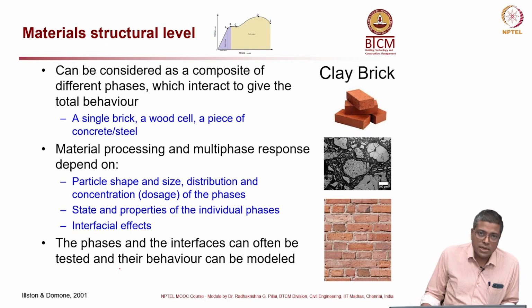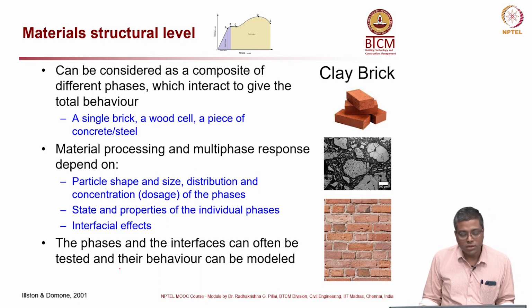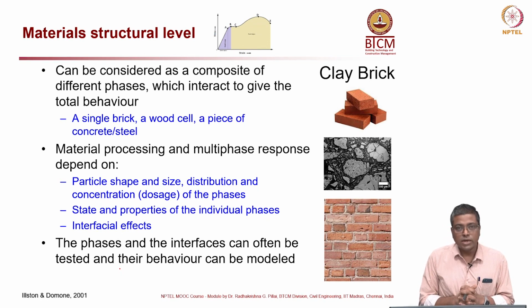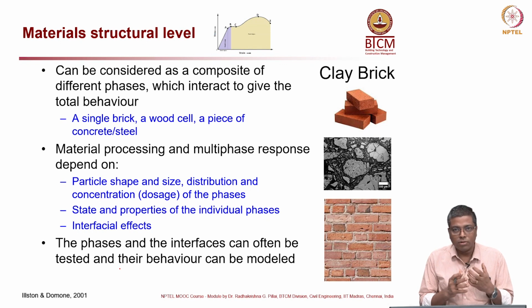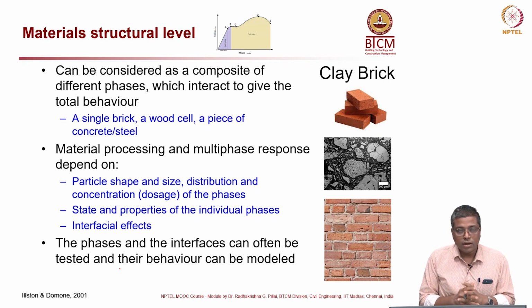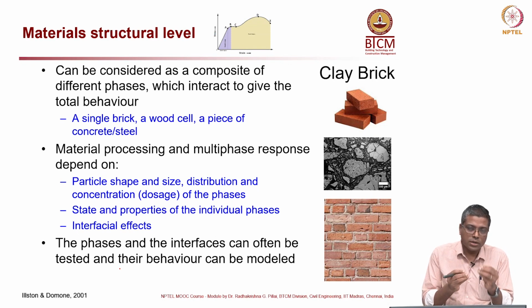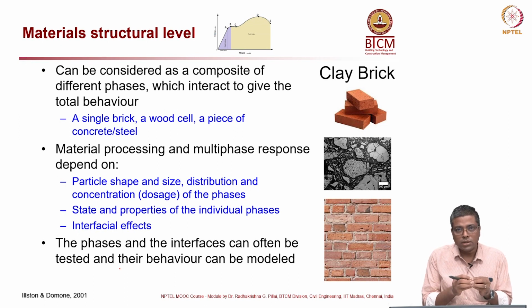Now, when we talk about the material structure level, that is the second level of information I mentioned, it can be considered as a composite of different phases which interact to give the total behavior. In the picture on the right side you can see a clay brick. When clay is burned, like you heat it up, a lot of chemical reactions happen, and in the final product, the hardened brick, you can look at how the microstructure is, and how the different sand particles or clay particles interact and bind together.